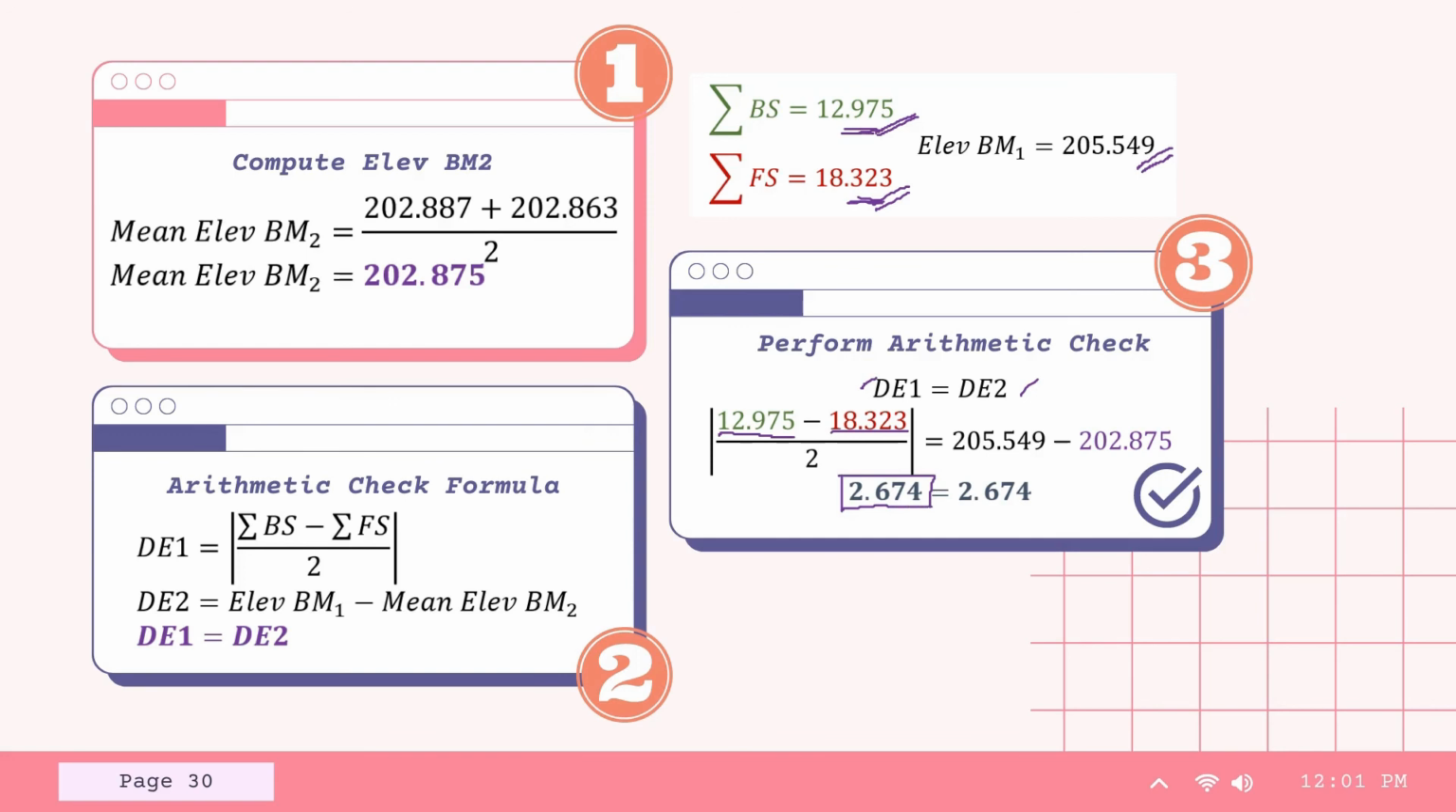Next, solving for DE2, our elevation BM1 205.549 minus our mean elevation of BM2, 202.875, is equal to 2.674. As you can see, our values for DE1 and DE2 are both equal, which means that we have done our arithmetic correctly. And that's all for double-rodded leveling.